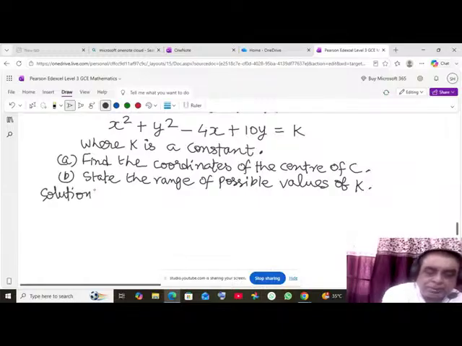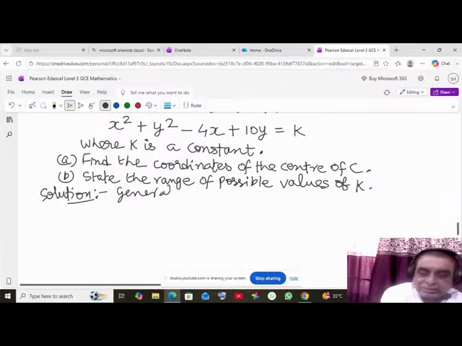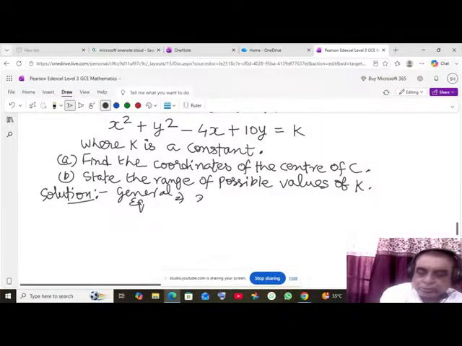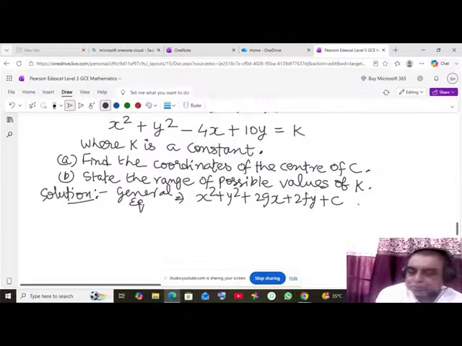See here, remember one point. The general equation of the circle is this. Remember, this is the general equation of the circle: x squared plus y squared plus 2gx plus 2fy plus c, where c is a constant number, free from x and y, equals 0.